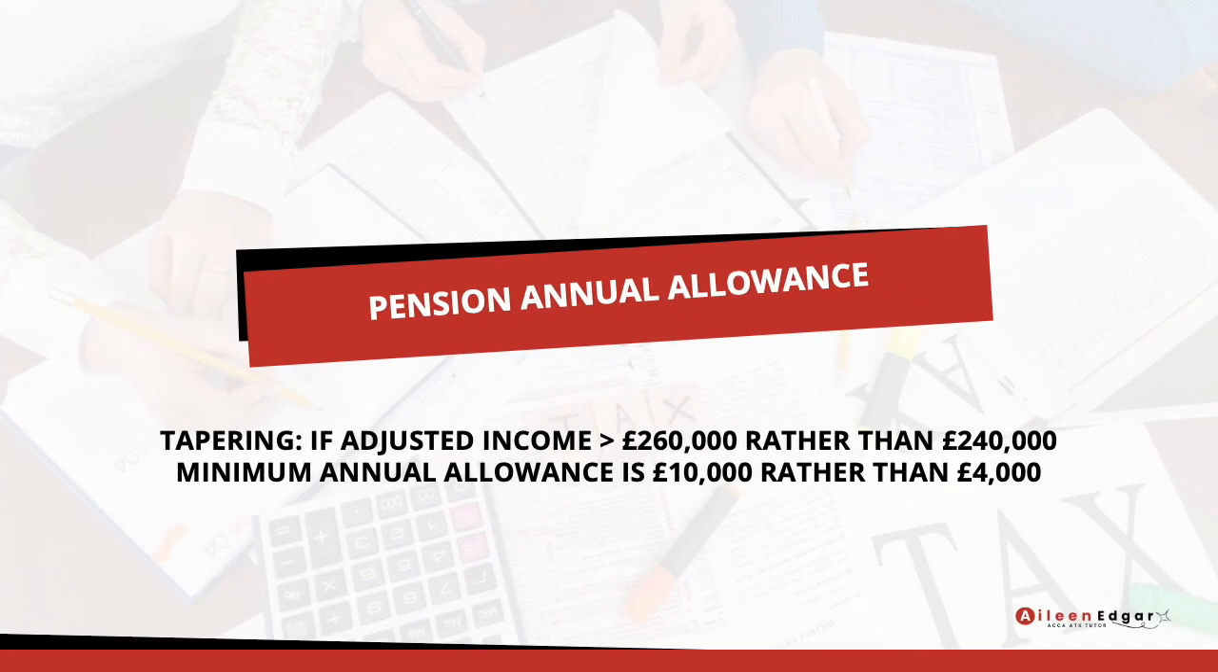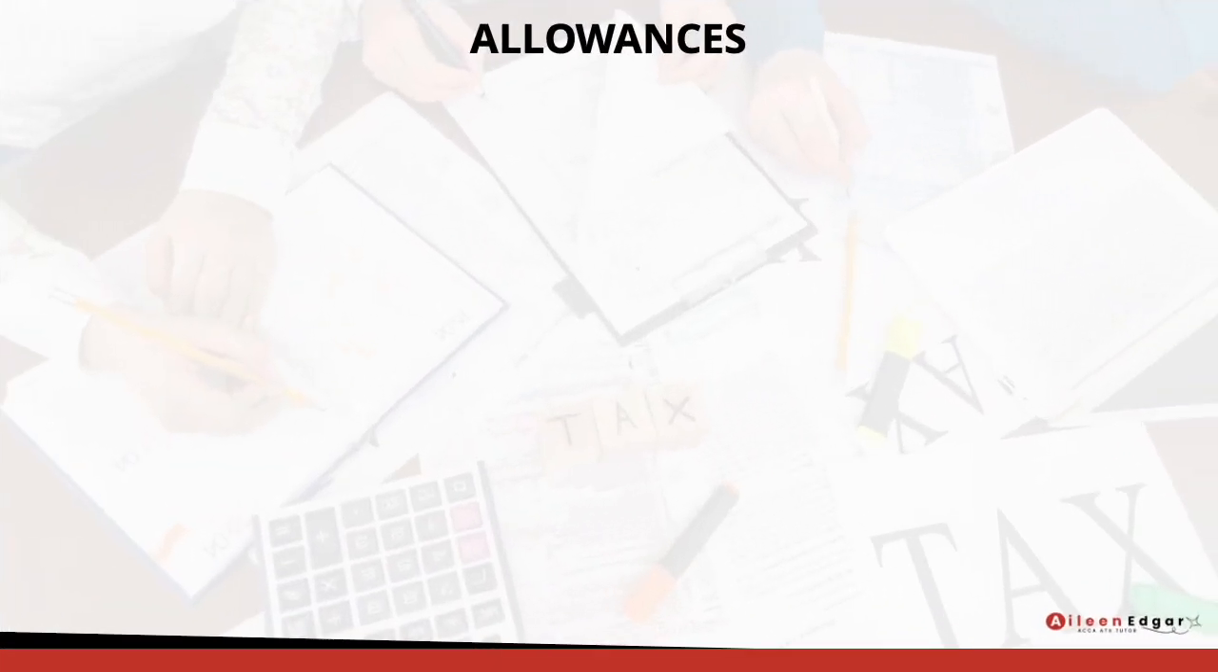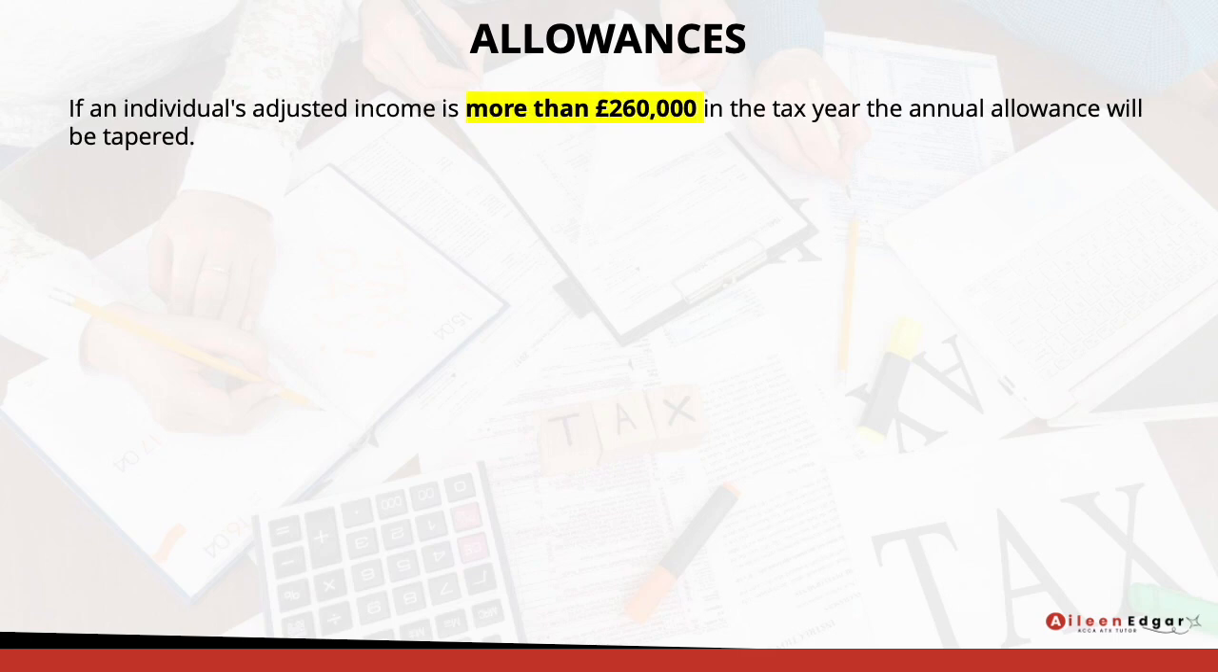If someone is considered to be wealthy, we will reduce the amount of annual allowance they're permitted to have in a year. If an individual's adjusted income is more than £260,000 in the tax year, the allowance will be tapered. The figure was £240,000 previously, but you only need to know the £260,000 threshold.